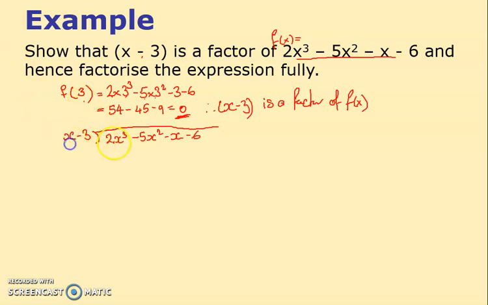So what do we do to the x to get 2x cubed? You should be saying to yourself, oh, I times it by 2x squared. 2x squared times x gives me 2x cubed, that's why we did it.